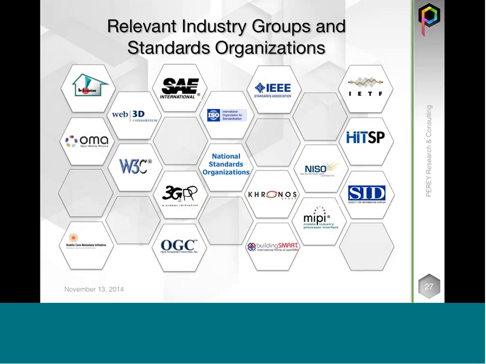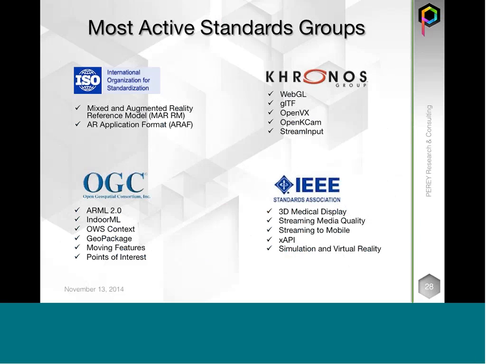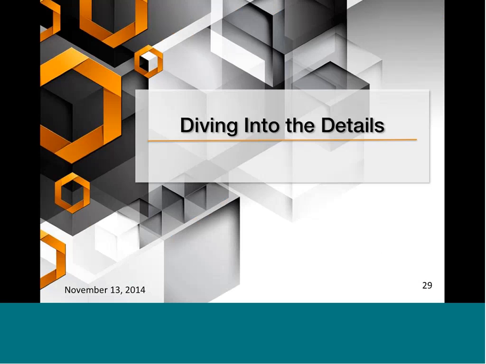We've had about 12 or so different standards development organizations either come to us or be the topic of presentations during our meetings. Now, we anticipate that there are many other standards organizations and industry organizations that have relevant activities and that we could fill in these holes in our figure. The most active standards development organizations are the International Organization for Standardization, Khronos Group, the Open Geospatial Consortium, and the IEEE Standards Association. As you can see on this slide, I've identified some of the areas that they are promoting. I'll be talking about those in more detail in the next section.